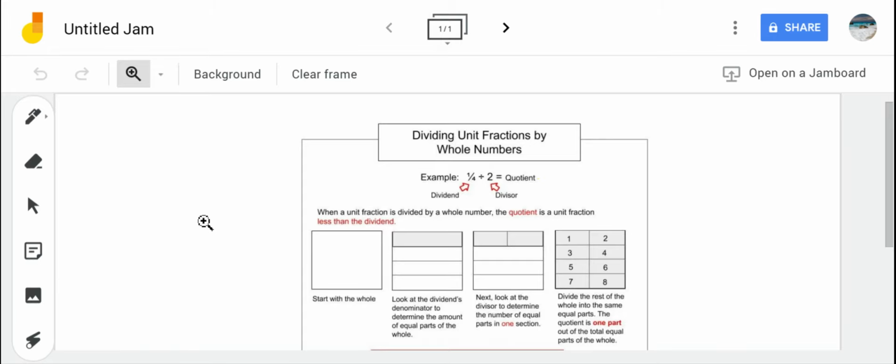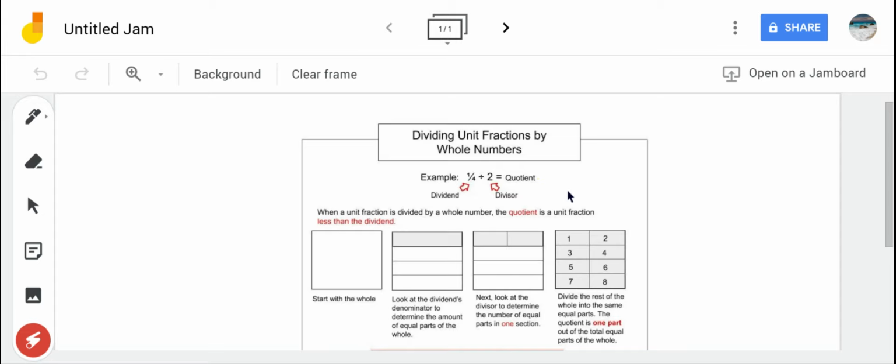Hello, learners. Today we're going to be talking about dividing unit fractions by whole numbers. When we're talking about dividing unit fractions by whole numbers, this is what our equation looks like. We have the unit fraction as the dividend. So our unit fraction here is 1/4. Our divisor is the whole number. And our quotient is the answer, as the quotient is always the answer when we're doing division.